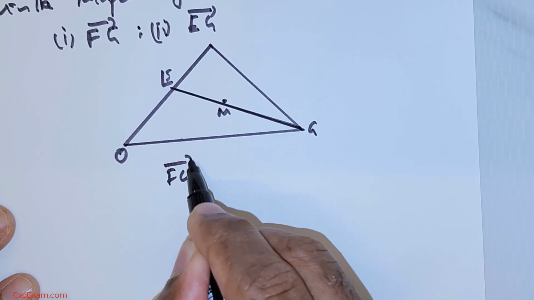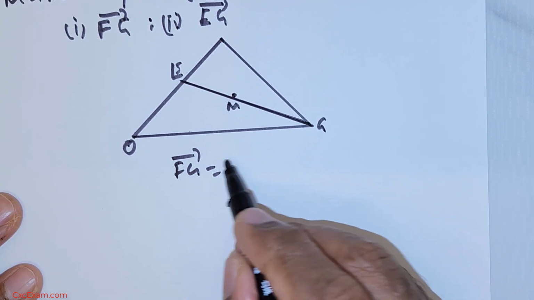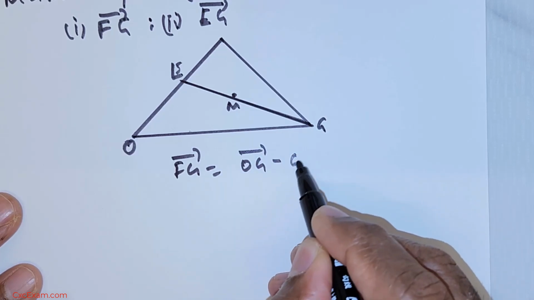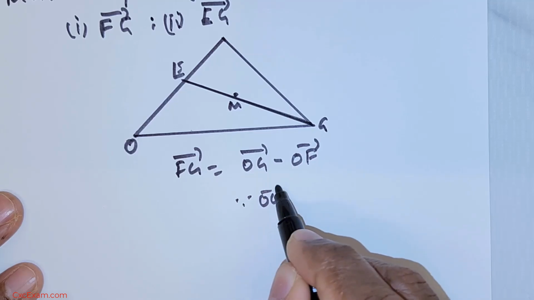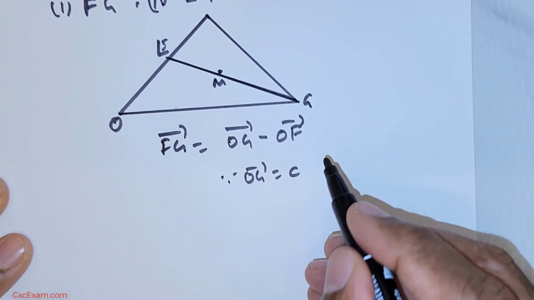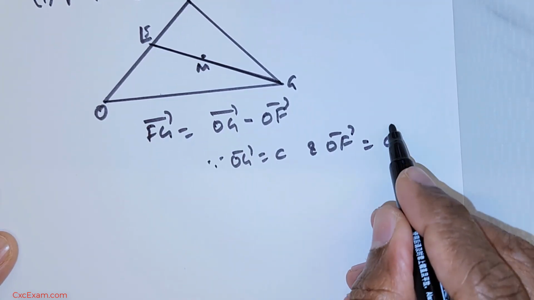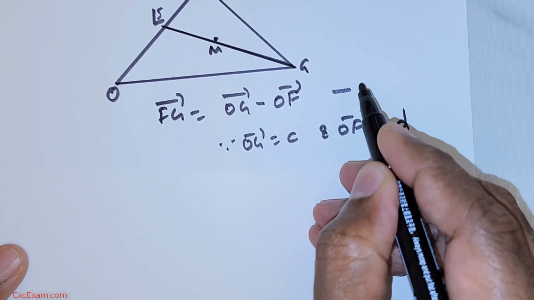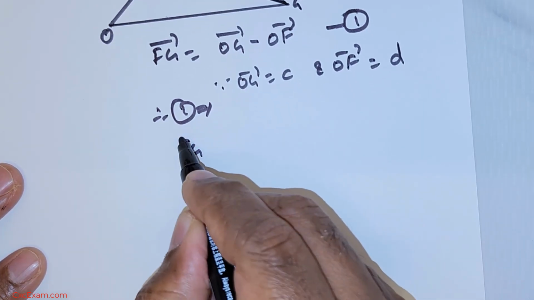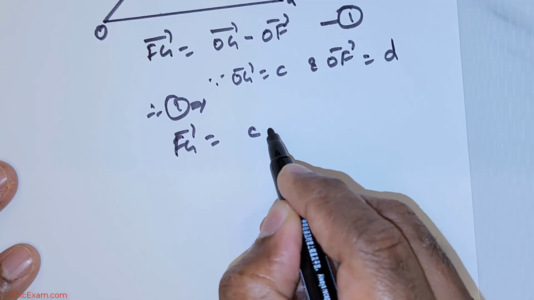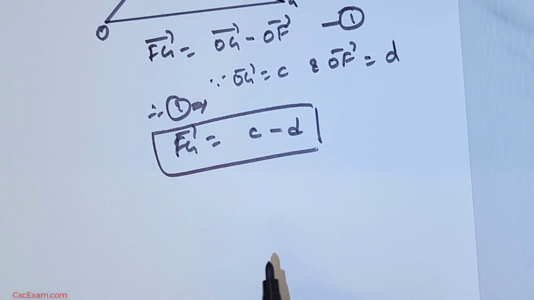Now, from the vector property, if we are given FG, then this can be rewritten as OG vector minus OF vector. Now, since OG vector is C and OF is D, if I were to take this as 1, therefore 1 is rewritten as FG vector is equal to C minus D. That's a solution.